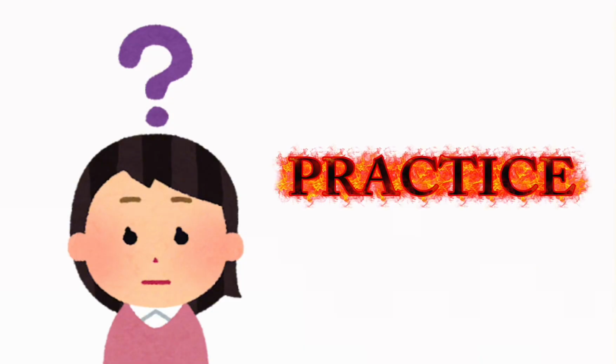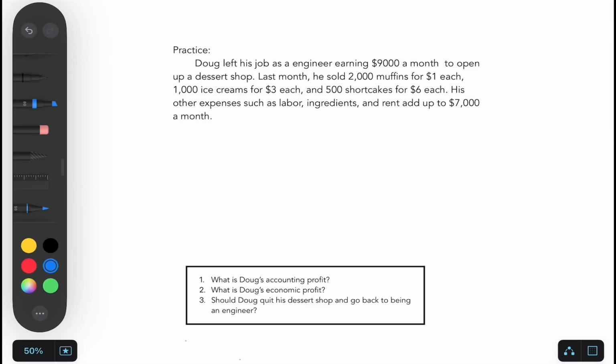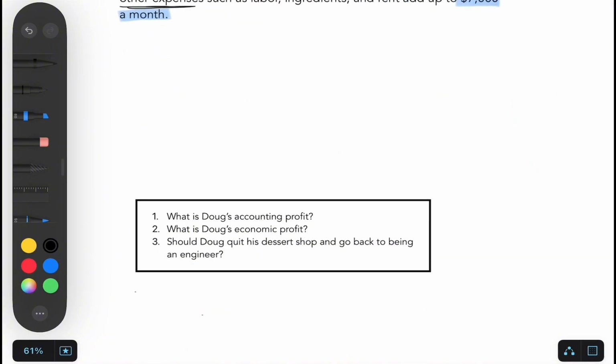Now let's do a practice problem. Doug left his job as an engineer earning $9,000 a month to open a dessert shop. Last month, he sold 2,000 muffins for $1 each, 1,000 ice creams for $3 each, and 500 shortcakes for $6 each. His other expenses, such as labor, ingredients, and rent, add up to $7,000 a month. Next, we're going to look at the questions.